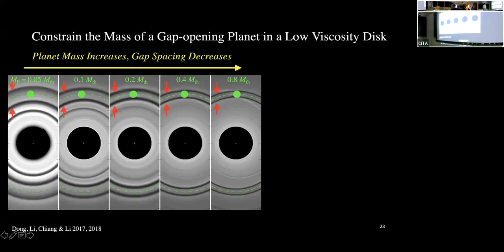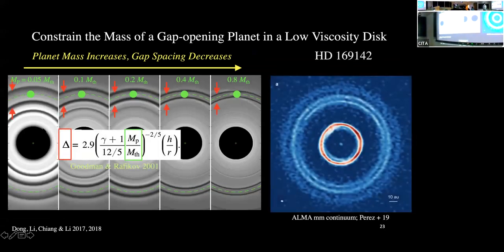So if we just see a random gap in a disk, like a single gap, and you ask, what is the mass of the planet producing this gap? This is a question very difficult to answer. If you force an answer, it will have a huge uncertainty because viscosity is the main contributor.